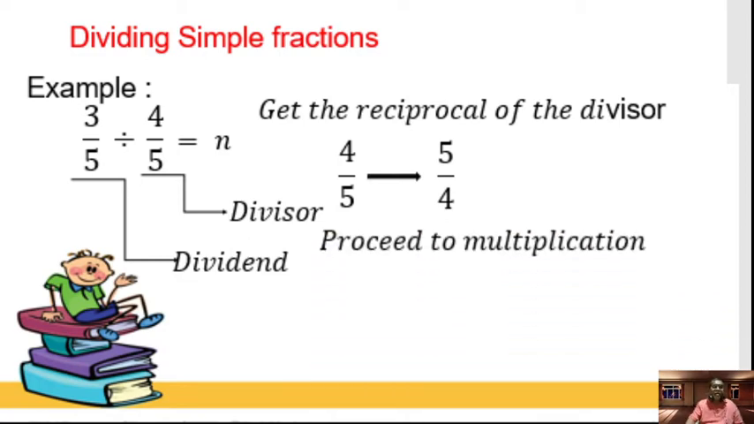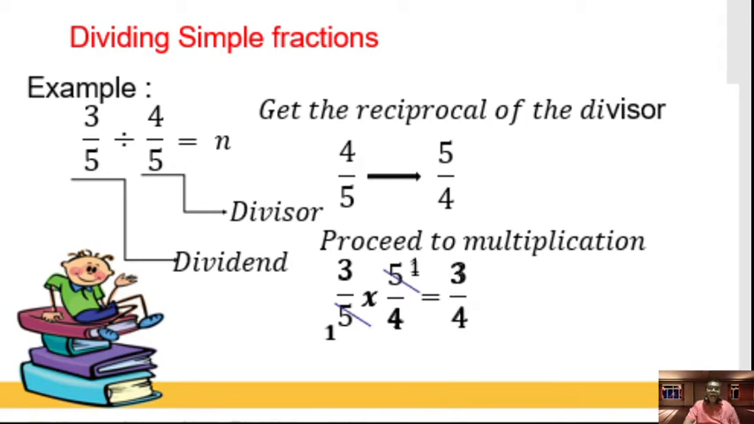So you have 3/5 times 5/4. And cancel 5 and 5. So that will become 1, 1. And 3 times 1 equals 3. And 1 times 4 equals 4. So that is equal to 3/4.